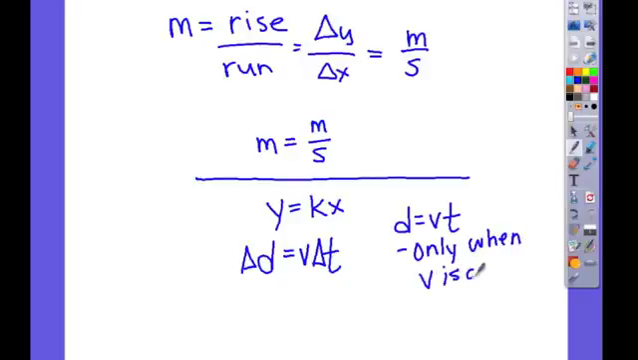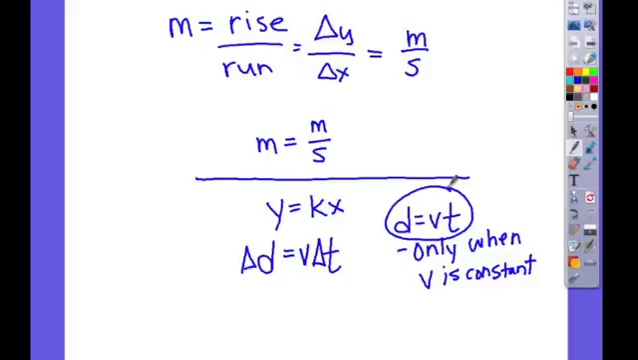Okay. If our velocity is not constant, then we're going to talk about how to use this equation with the delta d and the delta t, and that's for next chapter. So one of the first physics equations that we're going to use is displacement equals velocity times time, and that's only when our velocity is constant.